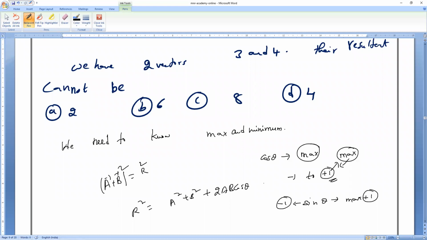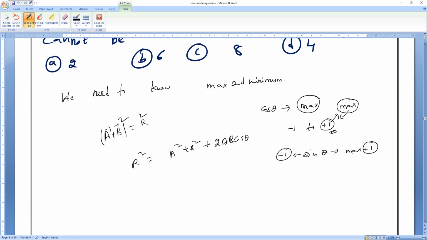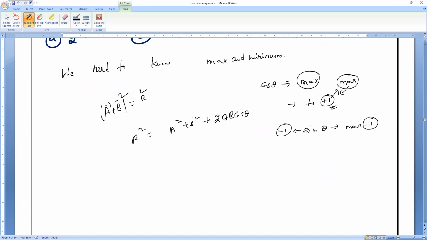If you do not understand, let me finish it. We need to know the maximum and minimum of this one. So let me apply first: R square is equal to A square plus B square plus 2AB cos theta. Clear? Tell me, cos theta is maximum, how much? 1. Okay, that is what you have to remember.